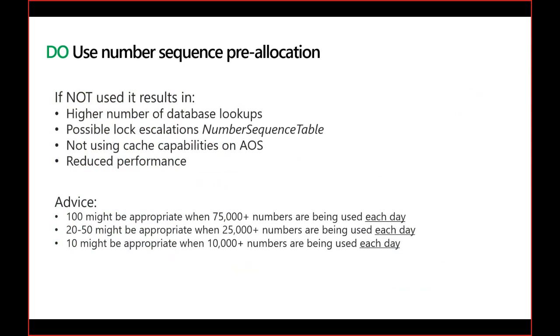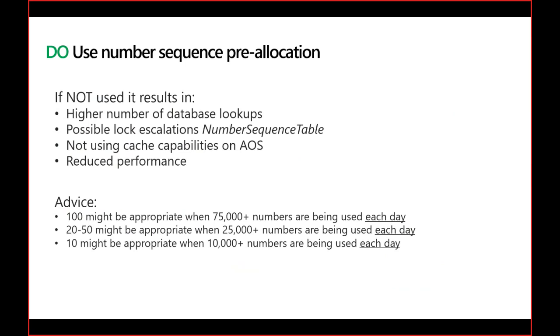Next one is use of number sequence pre-allocation. I already highlighted it with the DMF. It's a general topic. It's there since the early days of AX, but it's worth to remind all of us because we still see that a lot of times number sequences are not tuned, which results in a high number of database lookups. It can even cause lock escalations to certain tables like the number sequence table. You do not make use of all the AOS caching capabilities, and of course you have reduced performance.